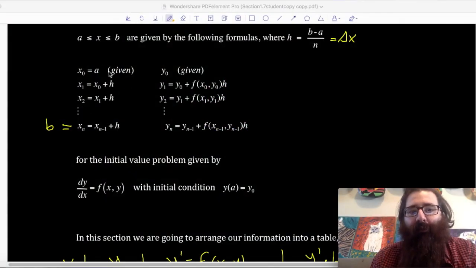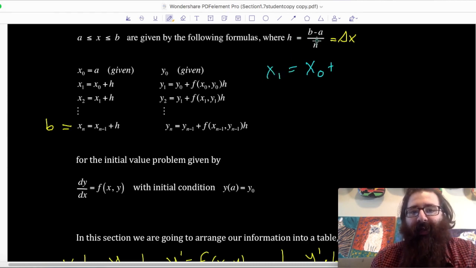I think noticing what's happening with movement in the x direction isn't so bad. So we're saying here to get to a new x value, we take our current x value and add h to that. So for example, if I take x sub 0 and add h to it, that's going to bump me up to x sub 1.